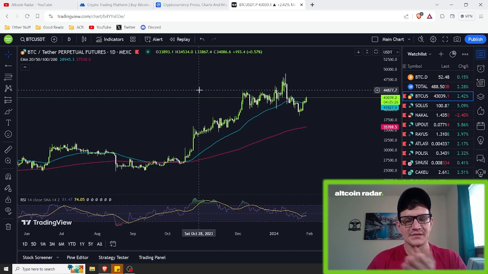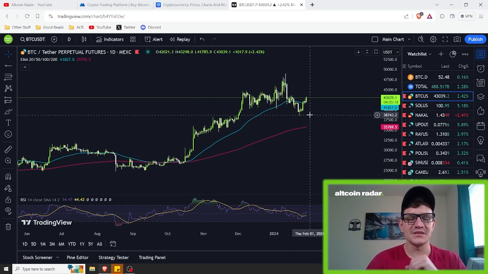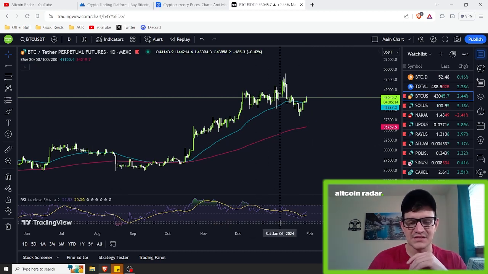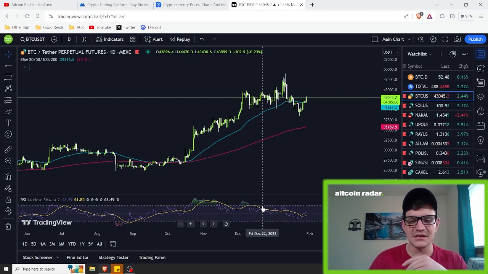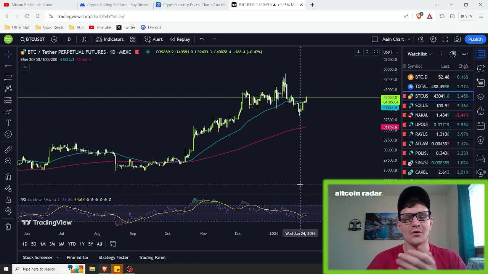So, a little background on the RSI indicator. Basically, it measures the speed and the change of price movements on a scale between 0 and 100. Anything around the 30 level, which is this dotted line at the bottom here, could be considered oversold territory, and anything above the 70 level, which is the top line up here, is considered overbought territory.